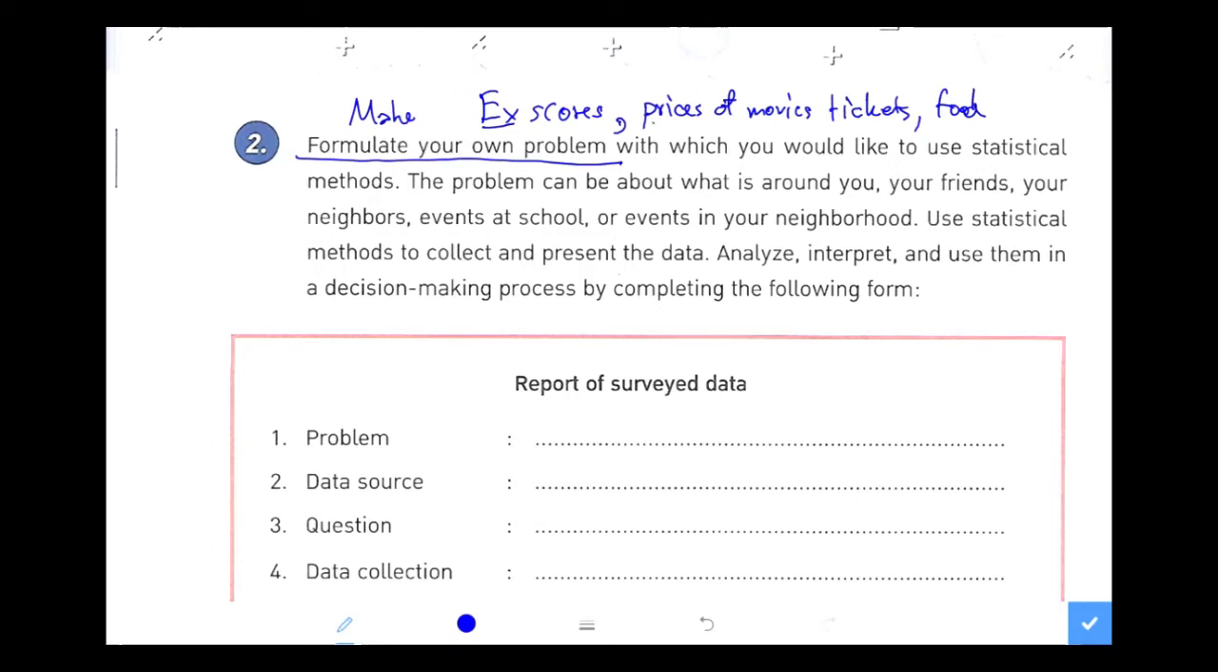This one is anything, but anyway, you have to make it not too far away from yourself. I mean, something that is around you. You can ask your friends. You can ask your neighbors. It's something like even at school. Events in your neighborhood. Neighborhood means in your local area, not far from your home. Maybe ask your friends next door. And the most important thing is you have to use statistical methods to collect and present the data. So this one is not fixed. It's all up to you.